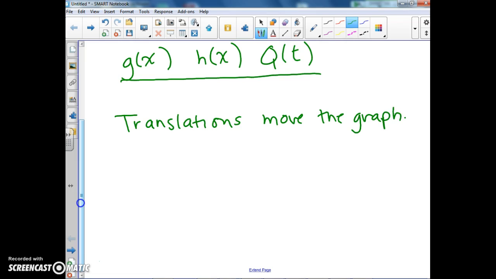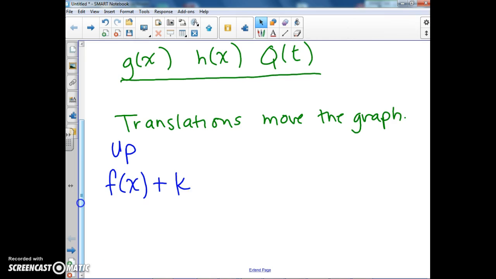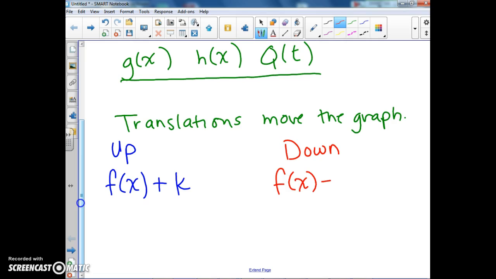In order to move the graph up, you have to add something to the function. So here's your function, f of x, and if I wanted to move that function up, I have to add a number, and we refer to that number as k. If I wanted to move the graph down, I would have to subtract a number, and that number is k. So let's get into an example.